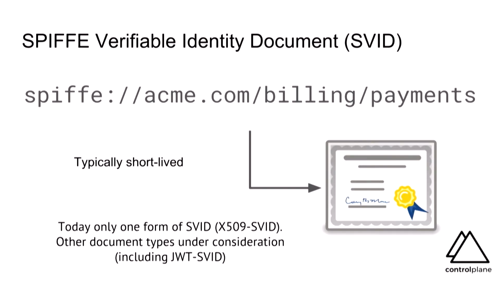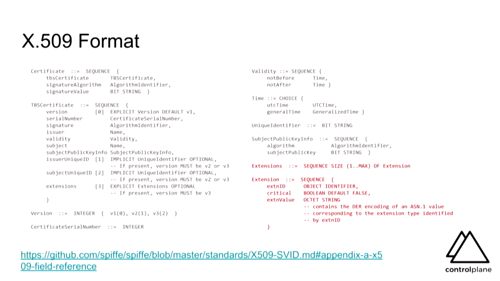SPIFFE actually generates an X.509 SVID, SPIFFE Verifiable ID document. There will be JWT extensions for this as well. It is the most common thing on their common request. And what that means is we're then able to generate an X.509 certificate with these extensions.